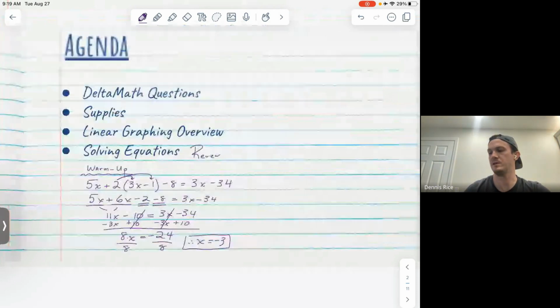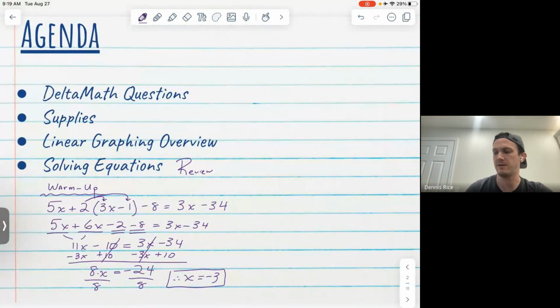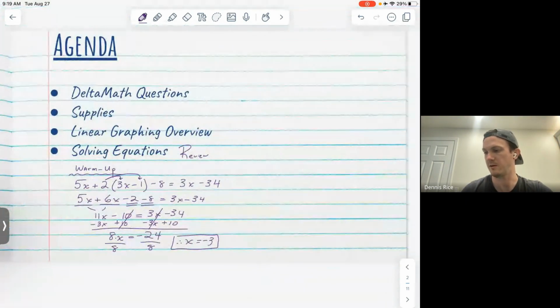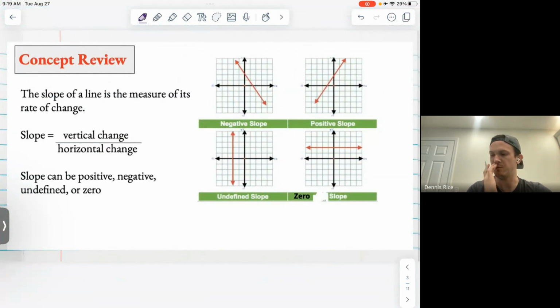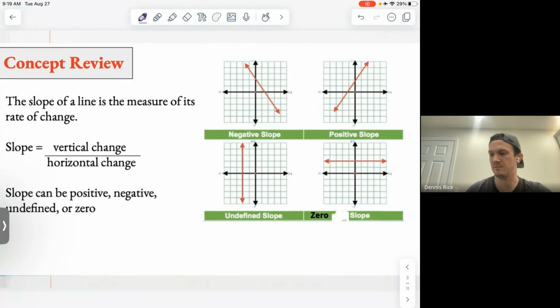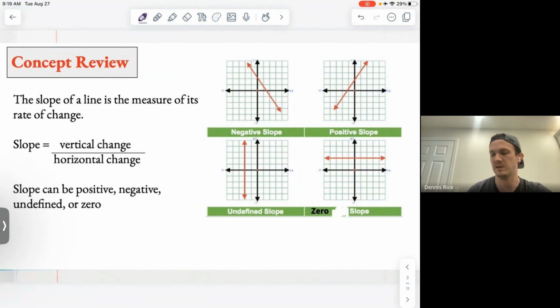All right, so let's get into graphing. Start our graphing connection. First thing that we're going to talk about is slope. Type in the chat or send a reaction. Did you talk about slope in 6th grade? Did you talk about slope at all? The word slope? A bunch of people saying yes.